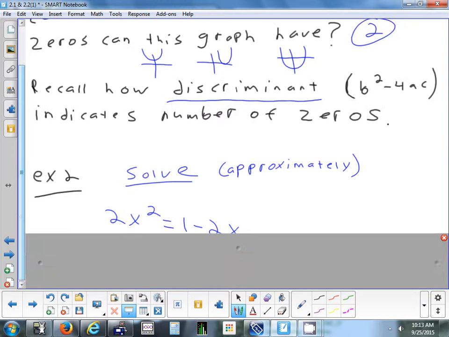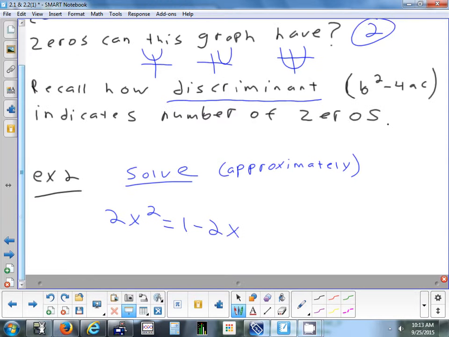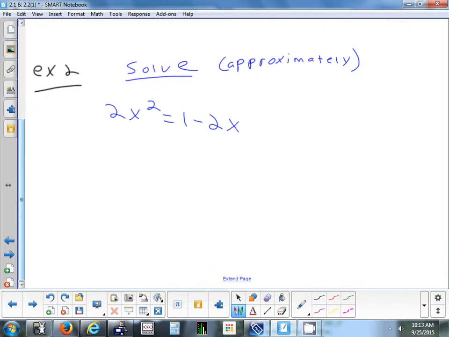All right, so let's try to solve this one. 2x squared equals 1 minus 2x. And they said to solve it approximately. Anytime you want to solve a quadratic for its roots, whether you're going to factor or complete the square, most of the time we start by getting it equal to 0. So let's start by moving the 2x to the left by adding 2x and subtracting the 1.